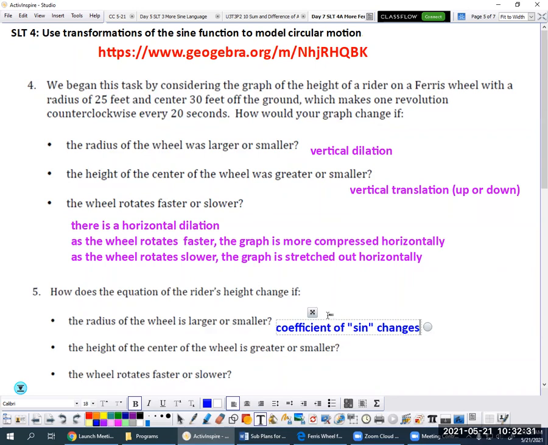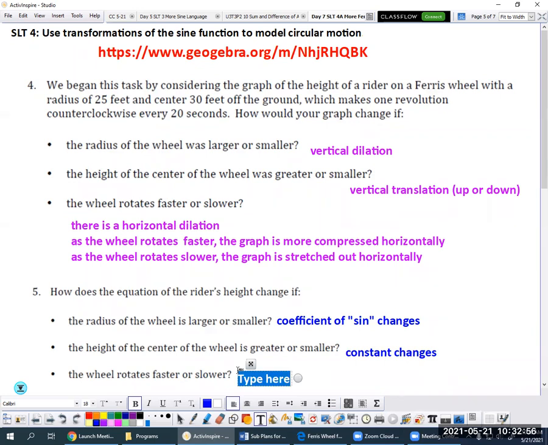The radius of the wheel is shown in front of the sine. It's the coefficient of sine. The height of the center of the wheel, that's going to be our constant that we are adding or subtracting. If the wheel rotates faster or slower, I'm going to say the coefficient of the independent variable because some of us like t and some of us like x, and I'm not going to judge.